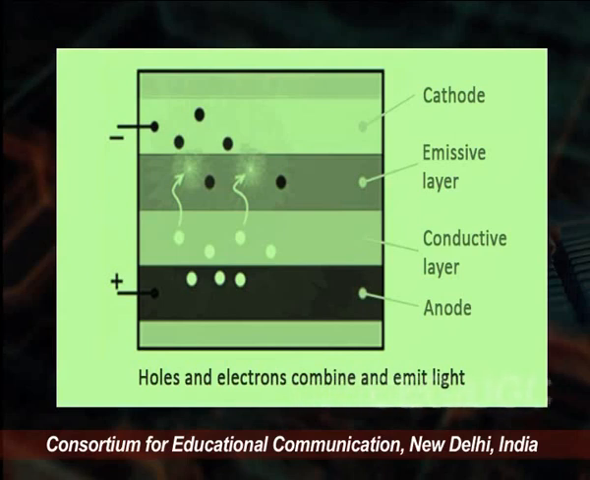As you see on the screen, this is the method by which we get the light. Here we have a cathode, and at the bottom we have an anode. We have two layers, one is a conductive layer and the second is the emissive layer. The cathode generates the electrons, the anode generates the holes, then there is a recombination region, after that there is emission, where the emission takes place in the form of photons and it generates the light.